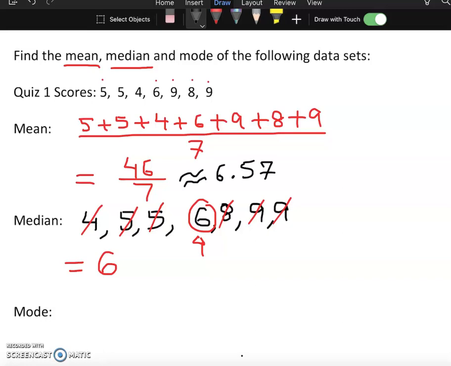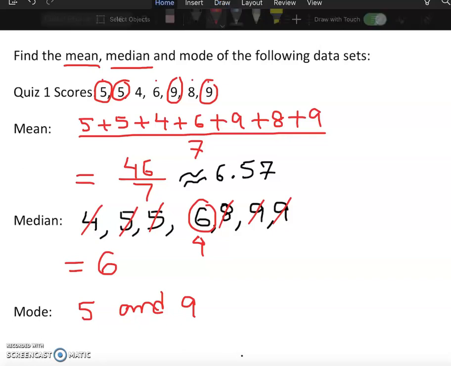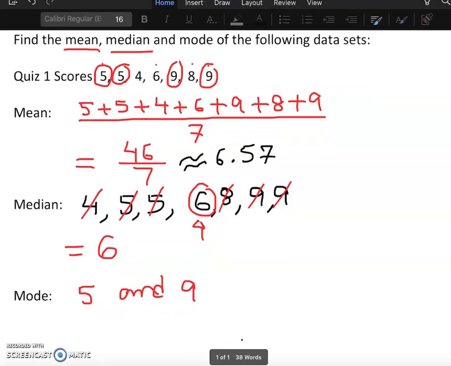So clearly we see 5, and also we see 9 and 9. So guess what? Our mode is 5 and 9. We have two modes this time. Okay, let's take a look at the next example.